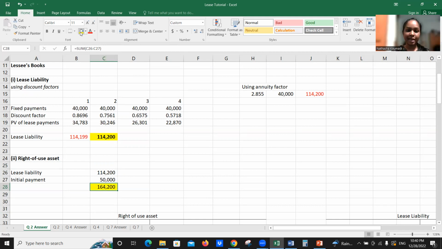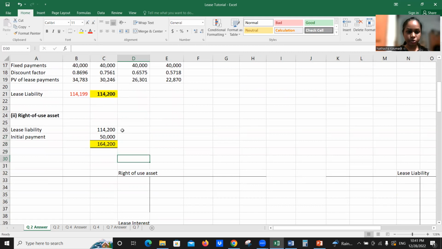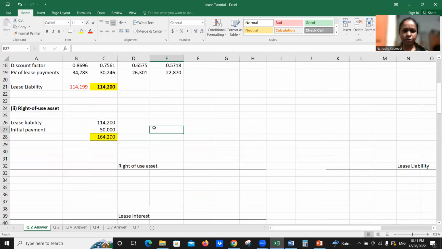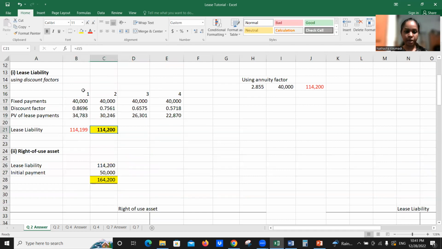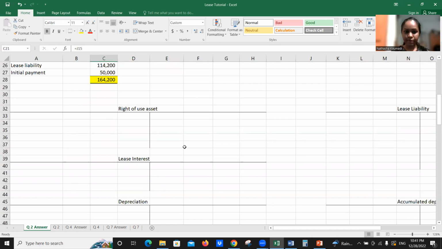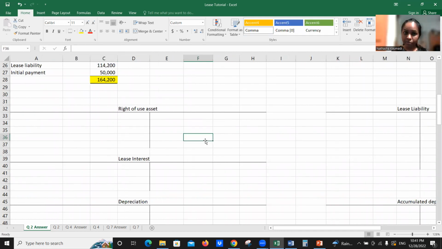Now we have computed two important things. I told you we have to get the lease liability, and then we get the right of use asset. Now we'll see how to record these two values, the lease liability and the right of use asset, using ledger accounts. This is how you do it. First of all, take this lease liability value, 114,200. What is the double entry for this? To make it easy, I have already drawn our ledger accounts. Now when you do the question, you can have these three accounts and get the transactions recorded. Now what are the ledger accounts I need?